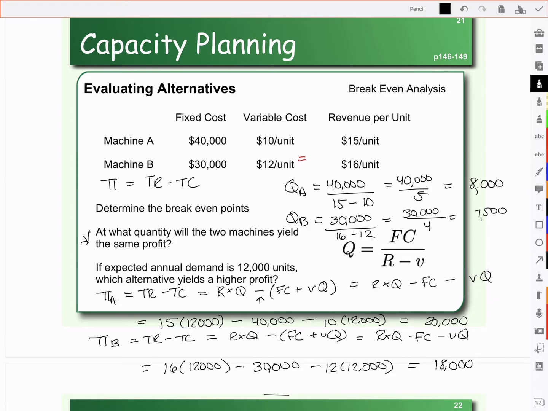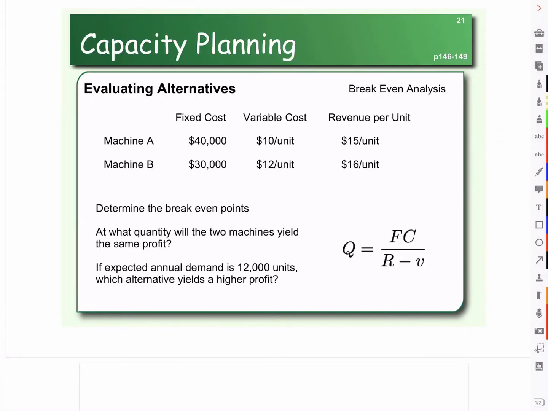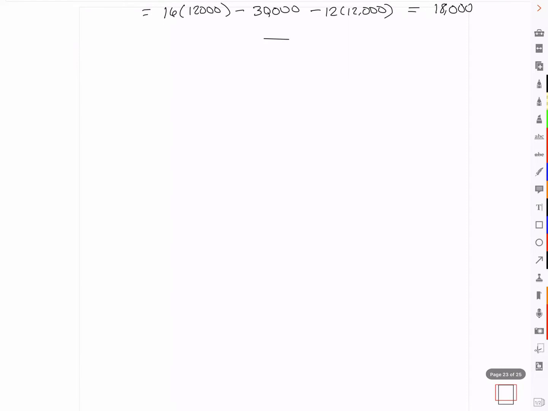So if we want to find out which quantity gives the two machines the same profit, then we need to create an equation where the profit for machine A is equal to the profit for machine B. So remember, profit is total revenue minus total cost for both of them.